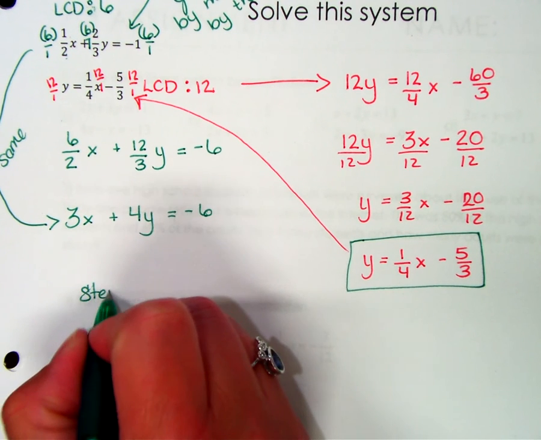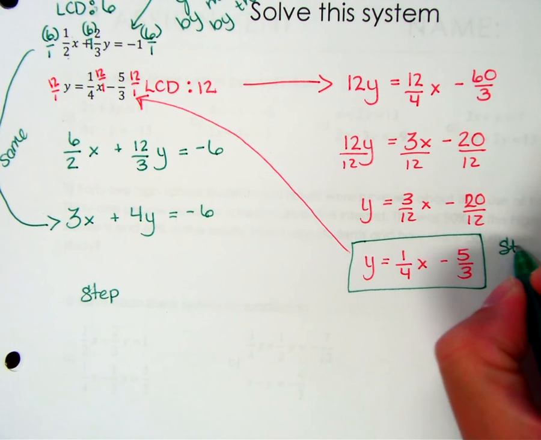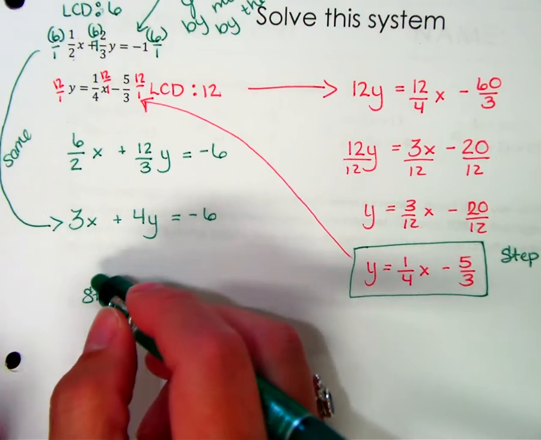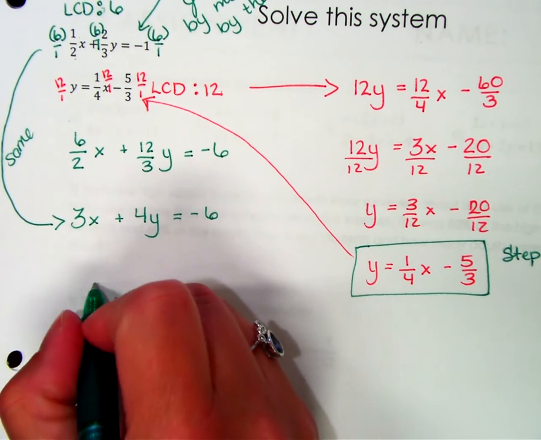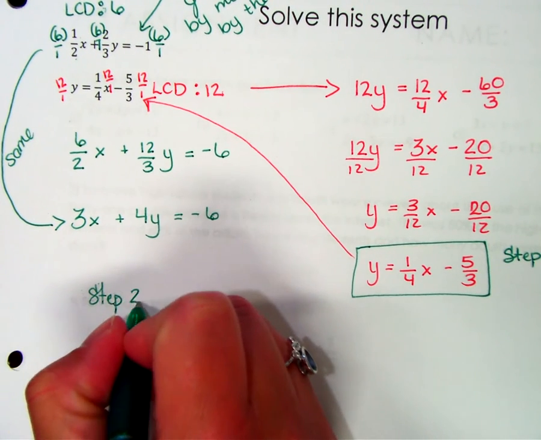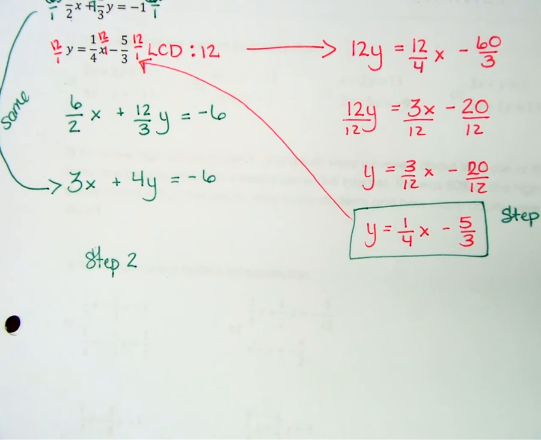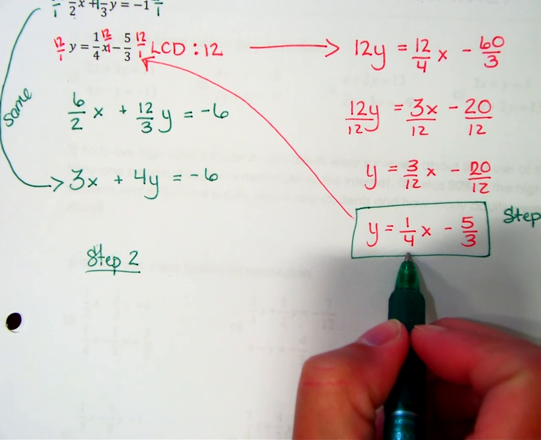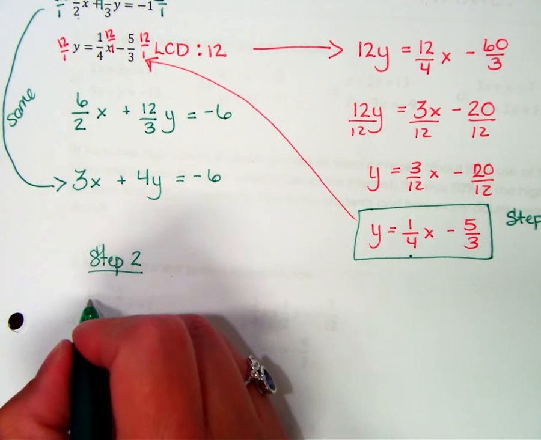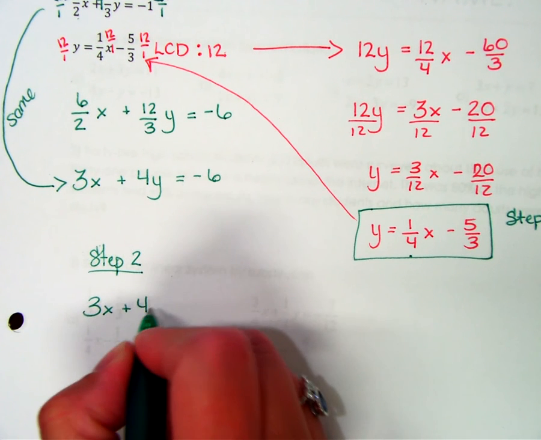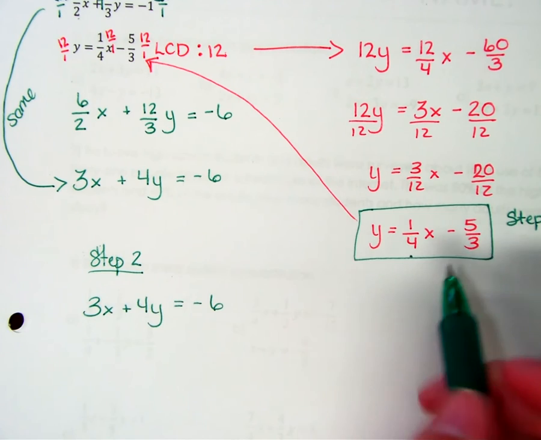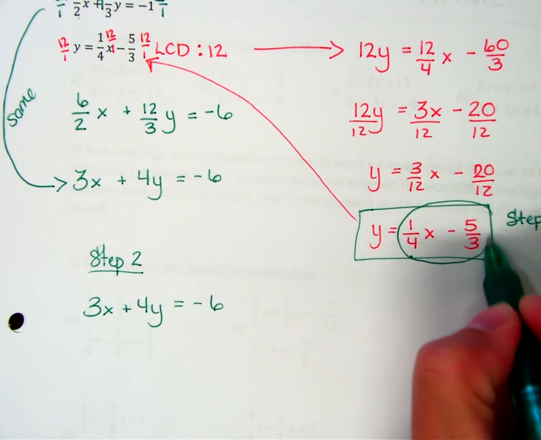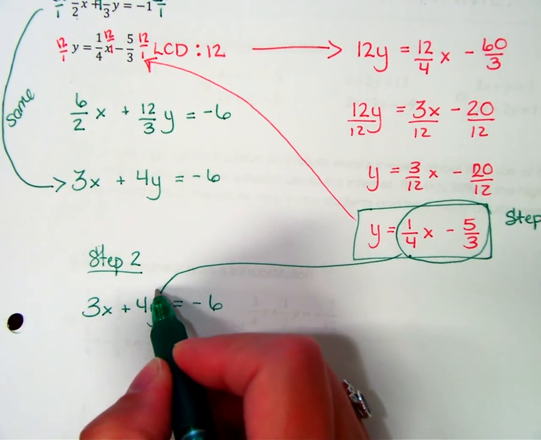So step 1, we did. This was step 1. We rearranged it. So now over here, we are on step 2. All right. And step 2 is we're going to substitute this into the second equation. So we're going to have 3x plus 4y equals negative 6. So we're going to take this part of the equation and we are going to put it in where we see y.